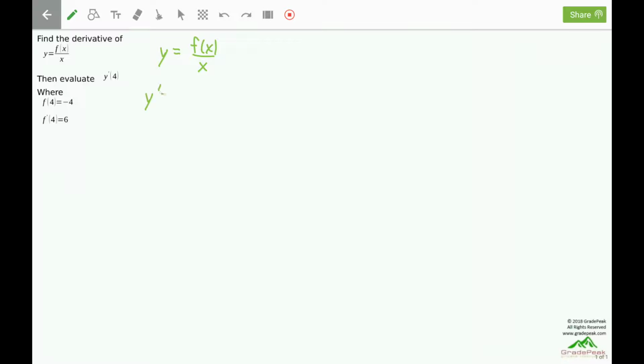Y prime, or dy dx, will be the derivative of the numerator, we will call that f prime of x, times the denominator left alone, so times x, minus the numerator left alone, f of x, times the derivative of the denominator, derivative of an x is a 1, and all of that divided by the denominator squared.